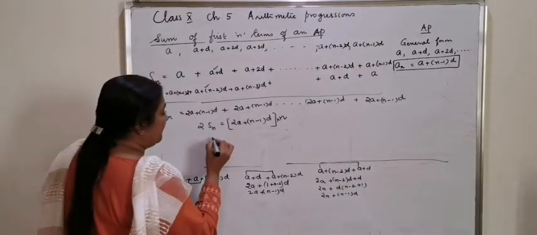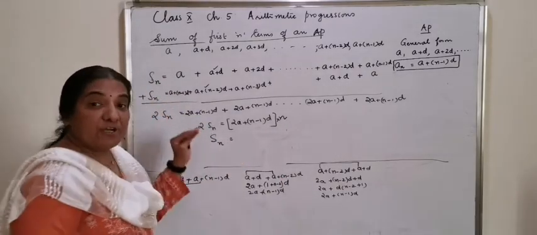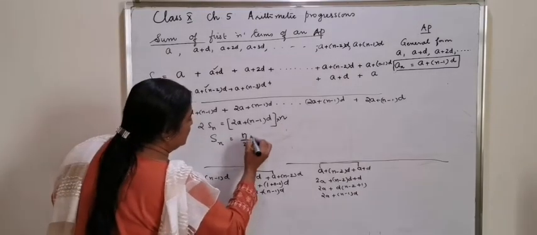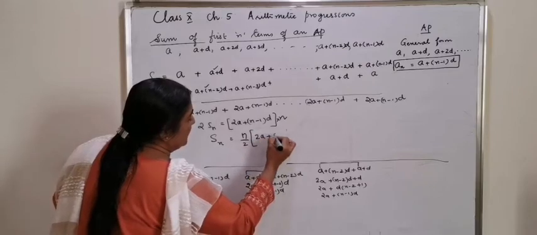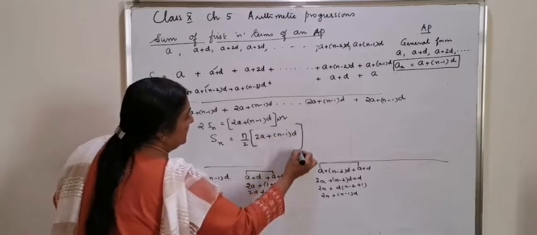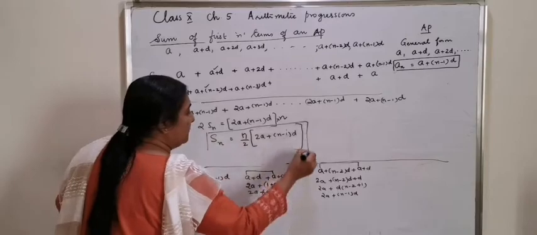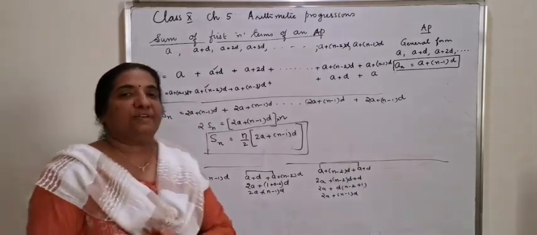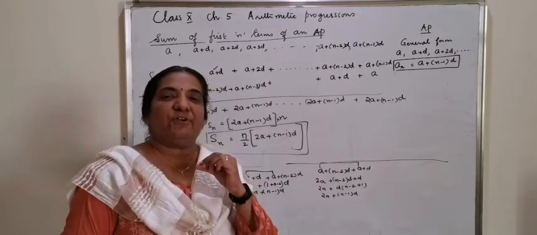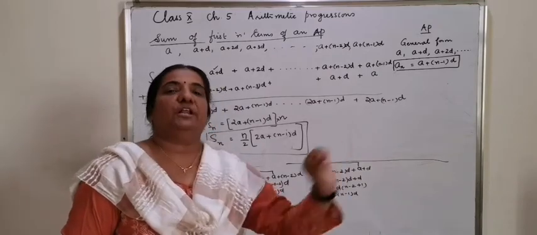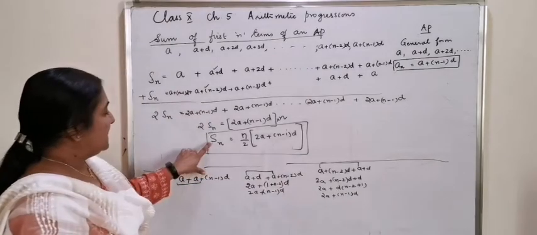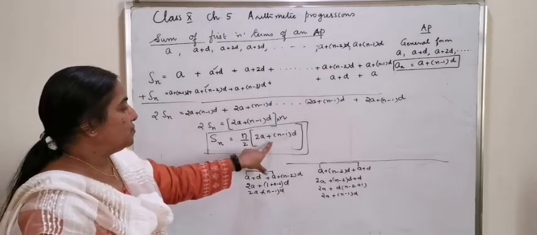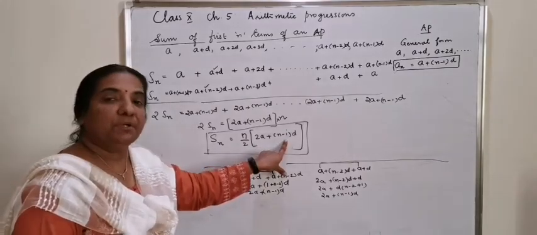What will be the formula for the sum of first n terms of an AP? It is n by 2, 2a plus n minus 1 into d. So that is the formula for finding the sum of first n terms of an AP. That means if an AP is given to you and you want to find the total of all the terms, the formula is Sn is equal to n by 2 into 2a plus n minus 1 into d.